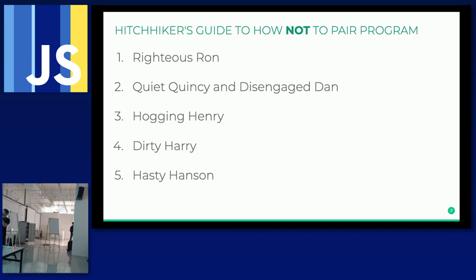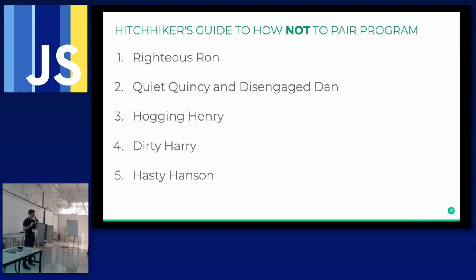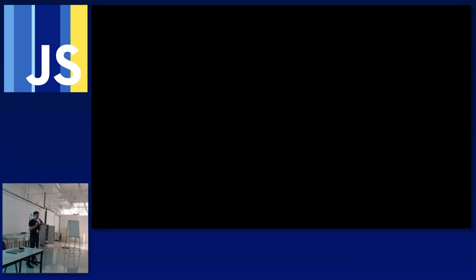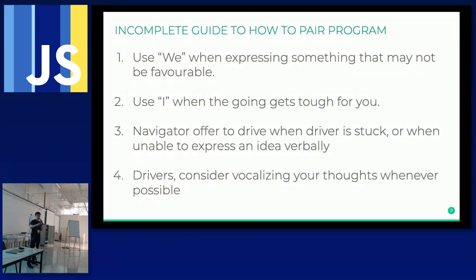First one is, use "we" when expressing something that may not be favorable. You may be coding, and you find your pair is coding in the wrong direction. When it's going in a wrong direction, you don't start to say something like, hey, that's a stupid way of going, you're going the wrong way. Rather than that, say, I think we are going the wrong way. That brings in the team spirit. This is just a simple phrasing, but it does help.